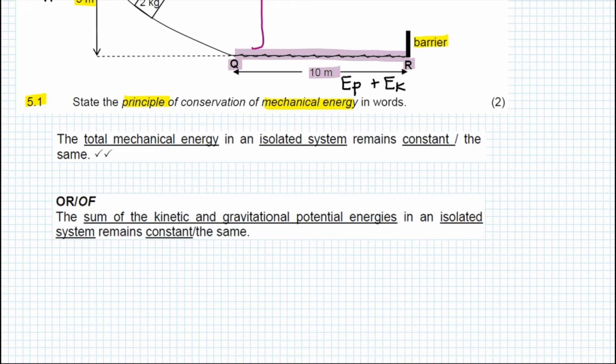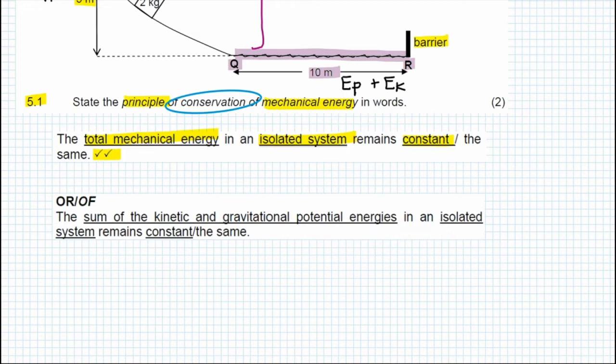The term conservation means we are keeping the mechanical energy constant. And on that note, the principle of conservation of mechanical energy in words states that the total mechanical energy in an isolated system remains constant, or we can say it remains the same. As you can see, there are sections of this statement that are underlined. That means that you're only going to get your 2 marks if you have written down those words or those parts of the statement.